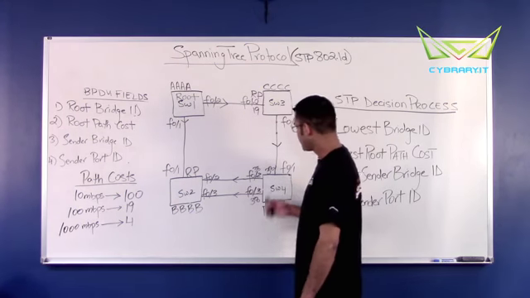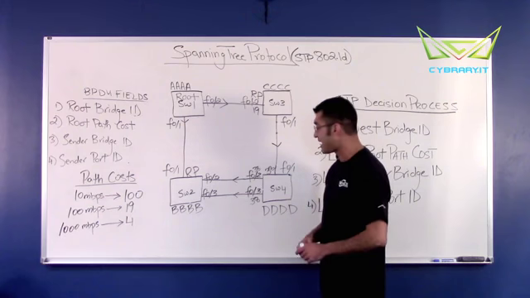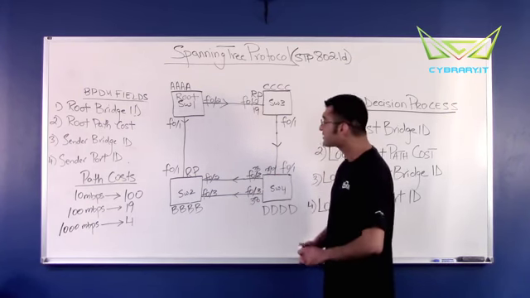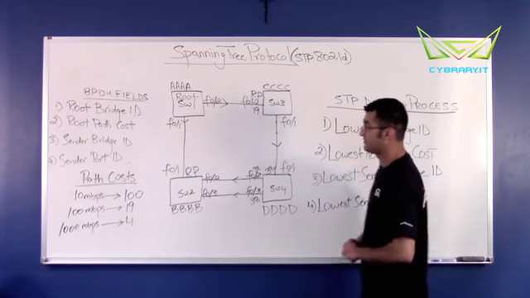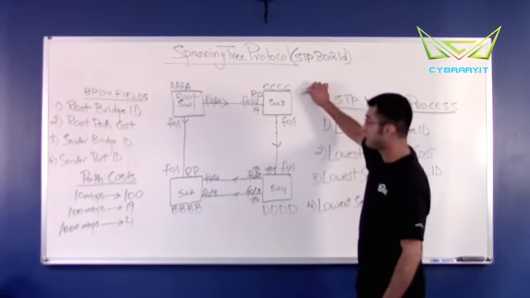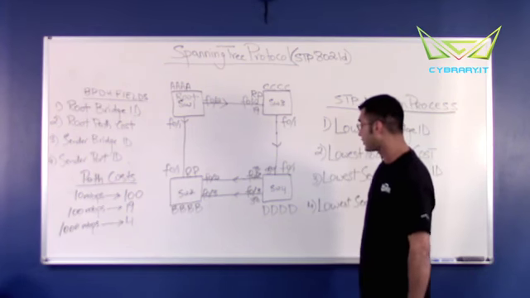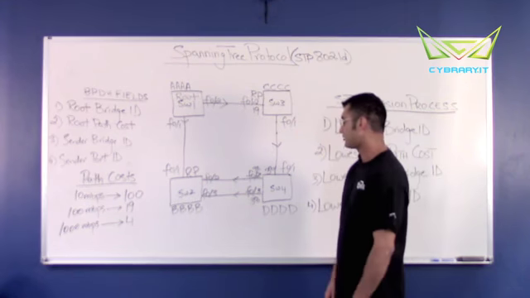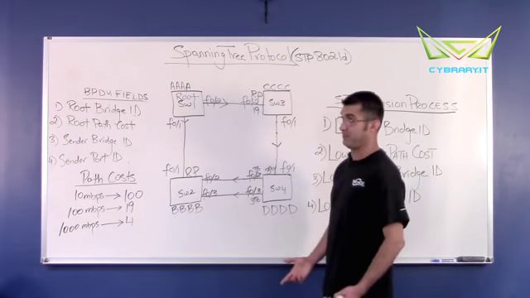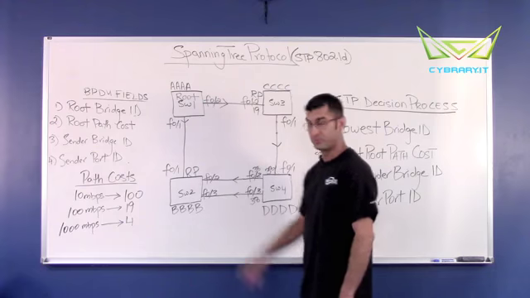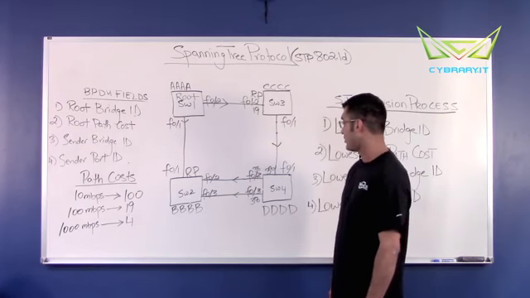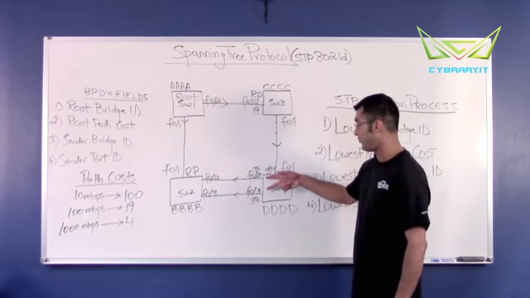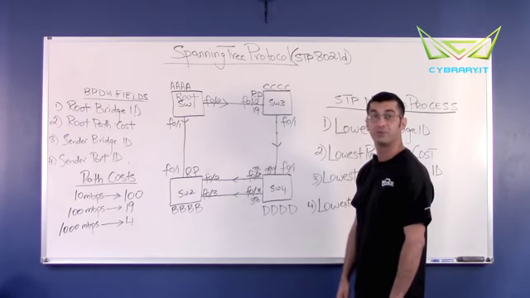So switch 4 compares the sender bridge ID on port 2, port 3, and port 1. Since BBBB is lower than CCCC, switch 4 now starts looking at port 2 and port 3 to elect a root port. Now, the sender bridge ID on port 2 is BBBB, the bridge ID of switch 2. And the sender bridge ID on port 3 is also BBBB. So switch 4 still can't decide whether port 2 or port 3 is going to be the root port.